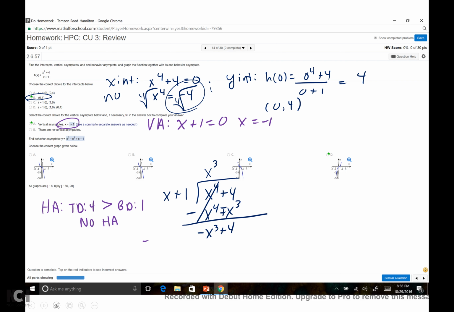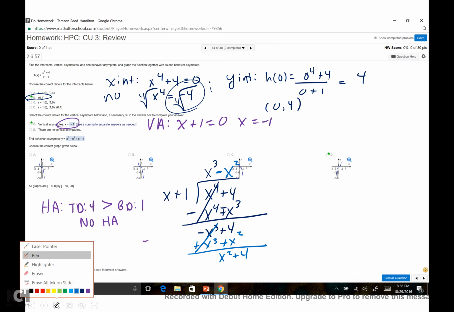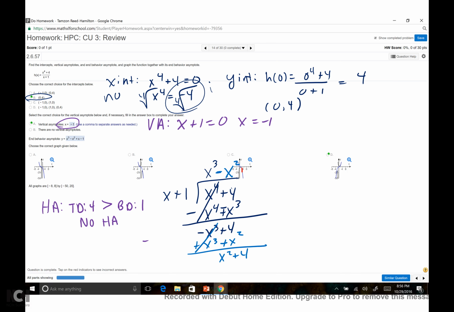And I go again. Negative x cubed divided by x is negative x squared, times x is negative x cubed, times 1 is negative x squared. Draw the line, change the signs, the cubes cancel. I get x squared plus 4. Divide again. x squared divided by x is x, times x is x squared, times 1 is 1x. Draw the line, change the signs, the squares cancel, and I have negative x plus 4.